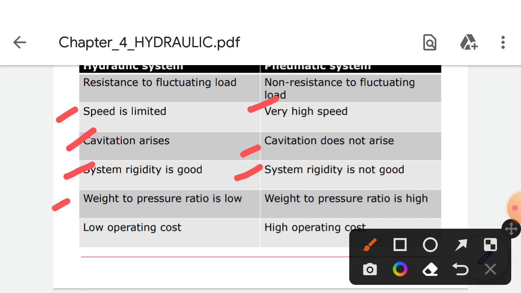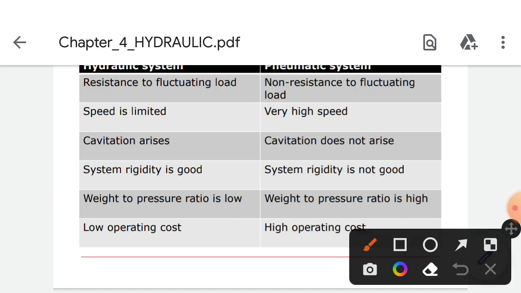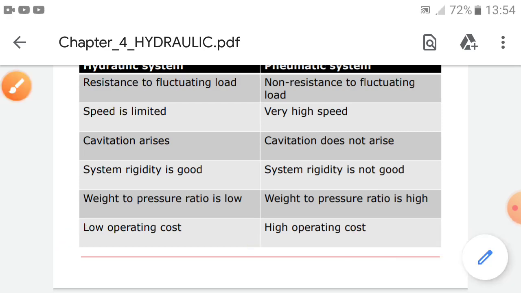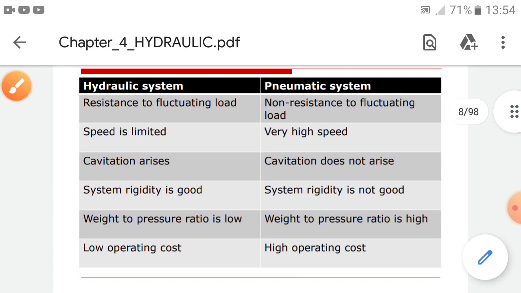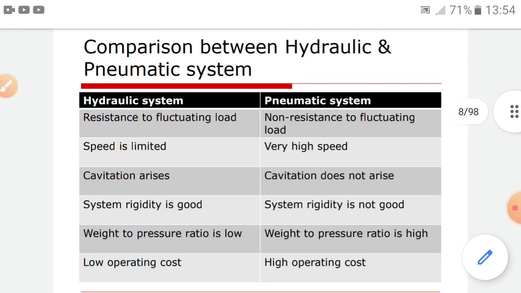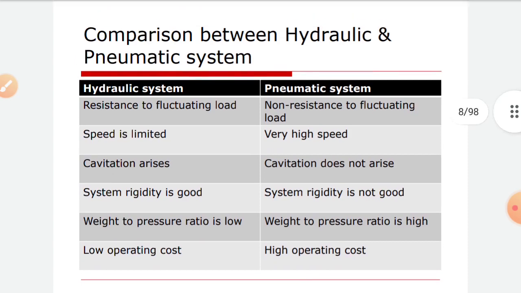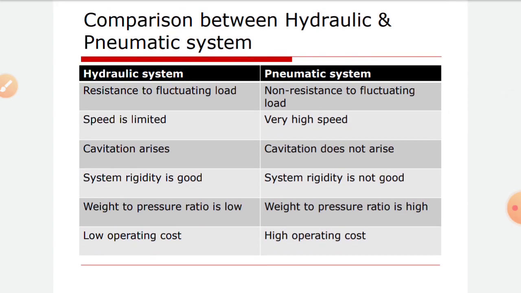Hydraulic system, weight to pressure ratio is low. In a pneumatic system, weight to pressure ratio is high. And last comparison is hydraulic system low operating cost and in pneumatic system high operating cost. Okay, so this is the main basic difference between hydraulic and pneumatic system we discuss.